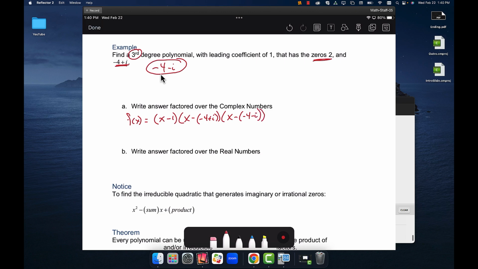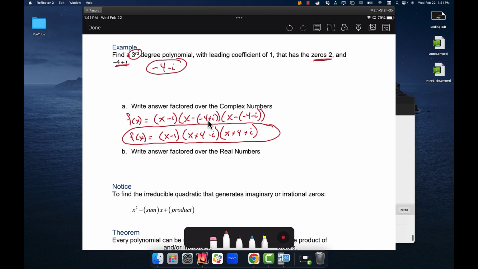And to factor over the complex numbers, we want to take care of any of these double parentheses. So these second 2 sets we'll take care of. So f of x is x minus 1 times, here we'll distribute the negative sign. And then we'll do the same thing in the last part, distribute that negative sign. And now we have the answer factored over the complex numbers. Notice the factored version has complex numbers in it.